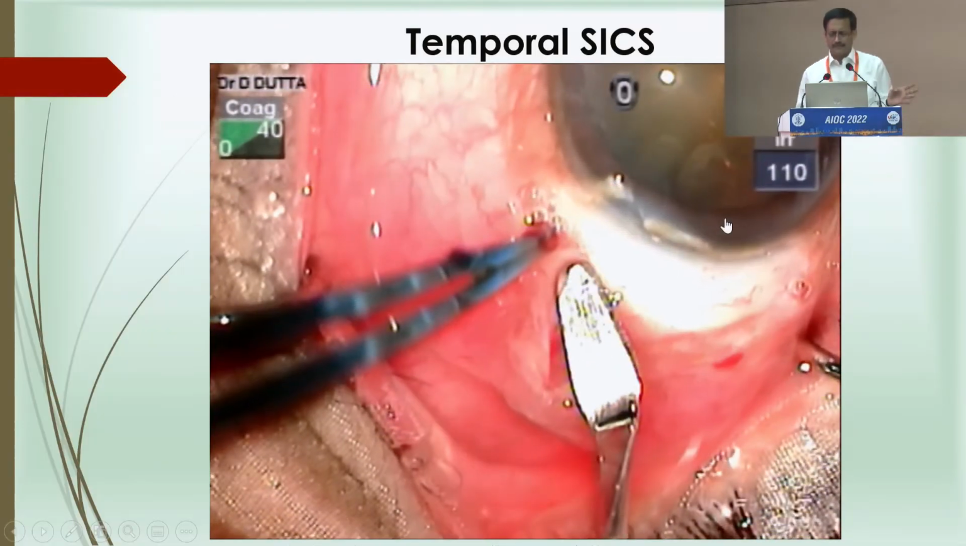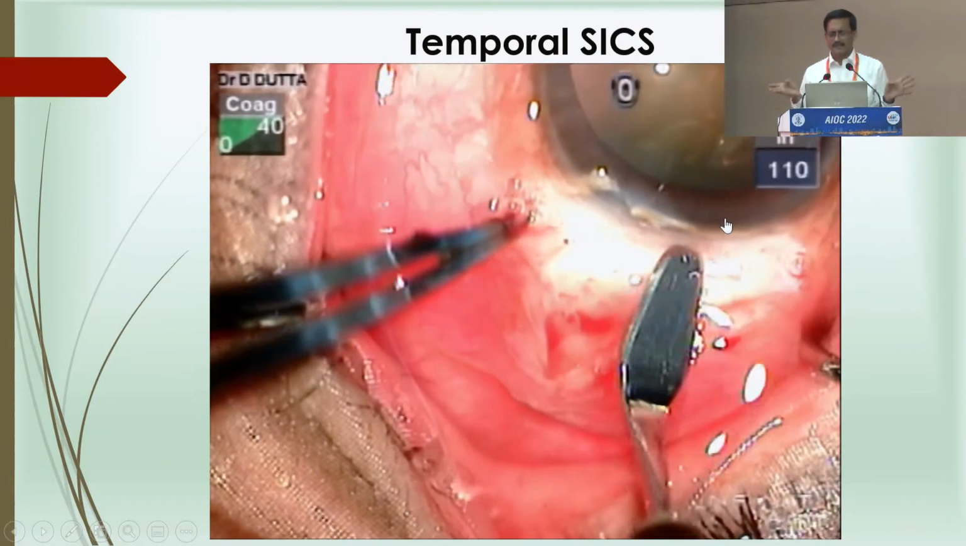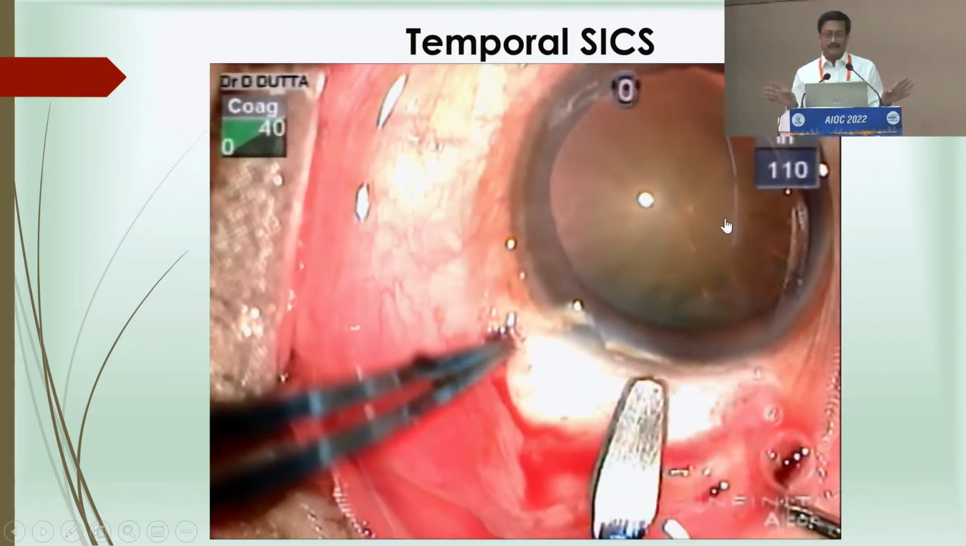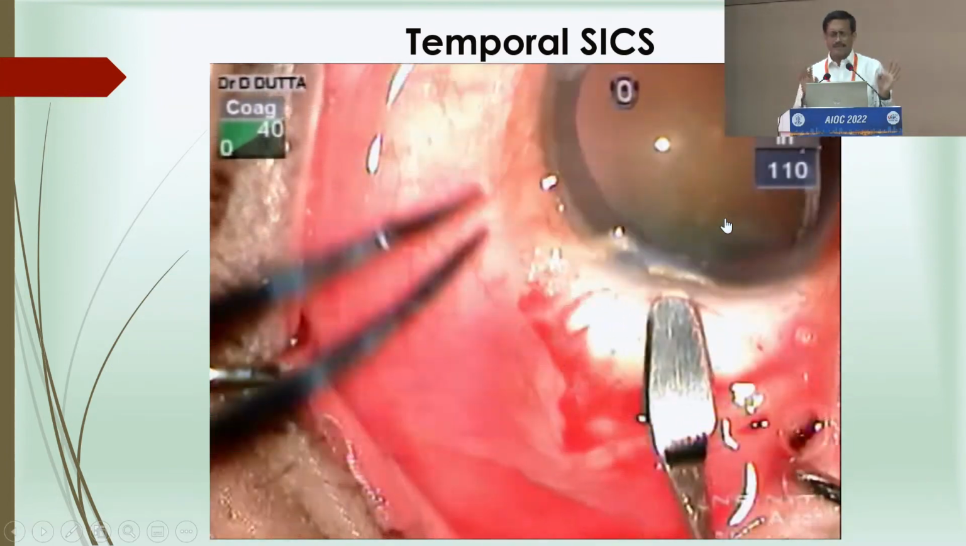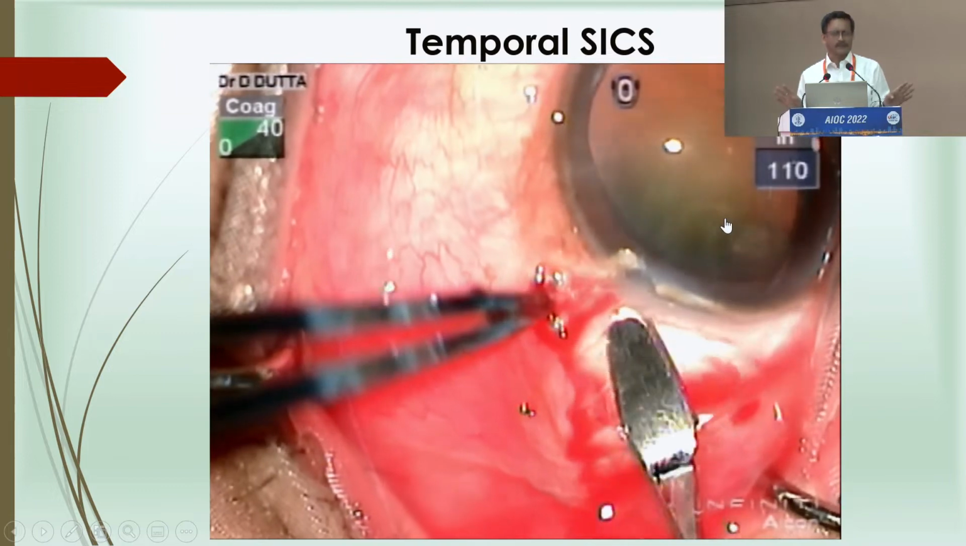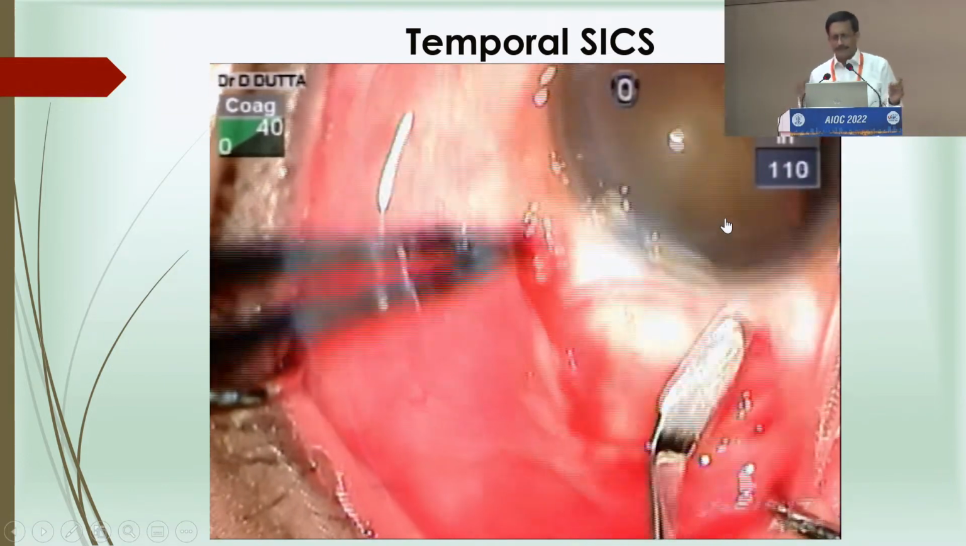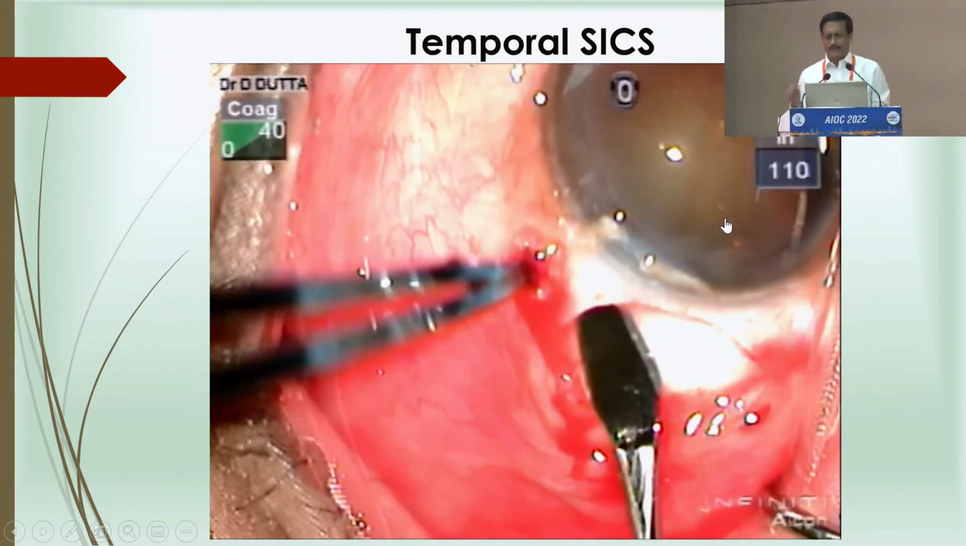It is easily available. A poor man's astigmatic correction is temporal SICS. A little bit challenging maybe, but it is not difficult. Any one of us can do it. So you make a comfortable tunnel at least 1 millimeter through from the sclera. If you do it, at least 2 diopters or 3 diopters of astigmatism may be corrected.